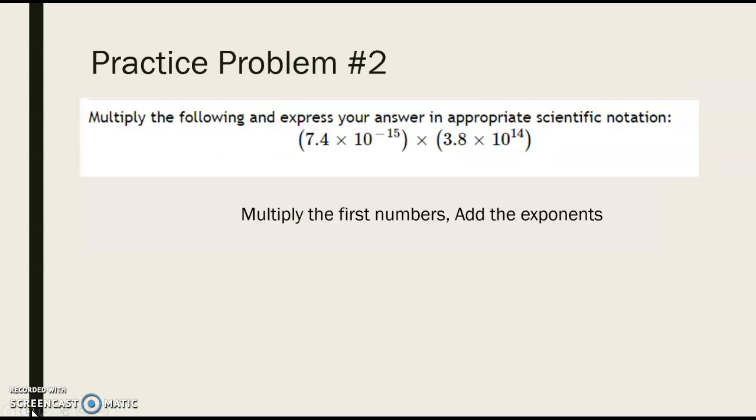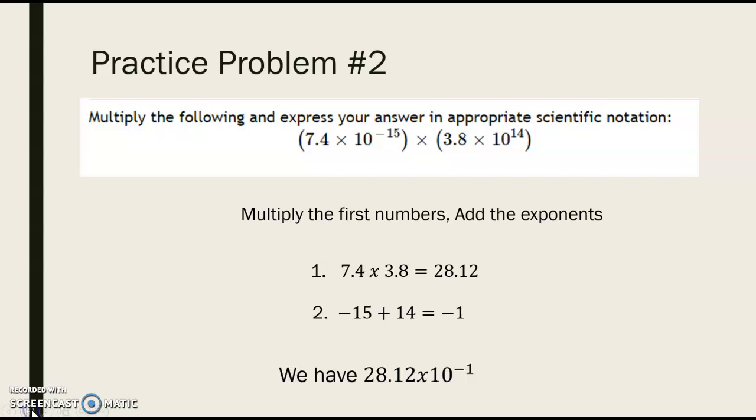The next type of scientific notation problem we have is multiplication. If we're multiplying two numbers in scientific notation, we take the first two numbers and multiply. So 7.4 times 3.8 gives us the beginning number, 28.12. Then the next thing we do is add the exponents of the tens. The first exponent is negative 15. We add 14, we get a negative 1. We put that all together and we get 28.12 times 10 to the negative 1. Again, that could be rewritten as 2.812 times 10 to the 0.